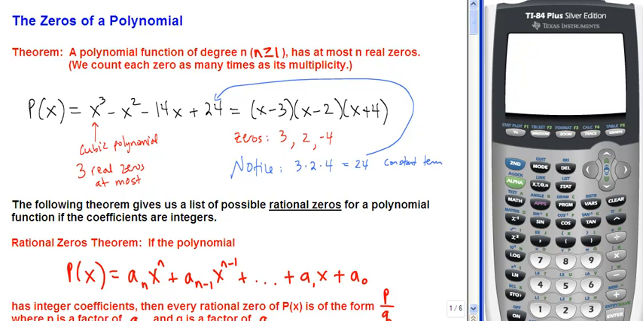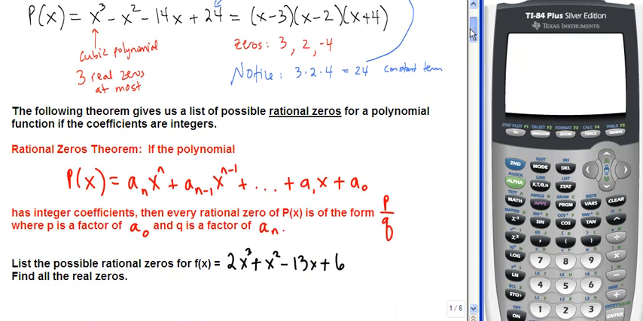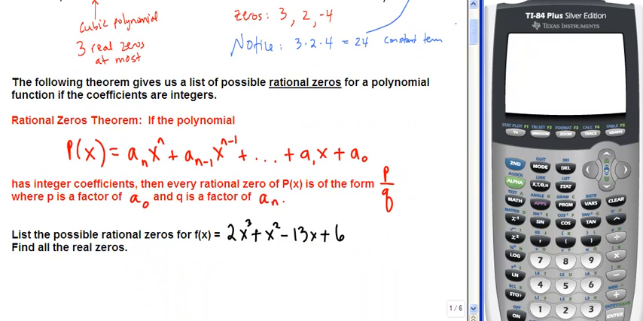So there's a theorem that we're going to talk about in just a moment that says the zeros that you get for your polynomial have a relationship to the constant term and also some other coefficients of your polynomial as well. So this is a theorem that's going to give us a list of possible rational zeros for a polynomial function if the coefficients are integers. So you have to be starting off with a polynomial that has integer coefficients, okay, no fractions, no decimals, nothing like that, just nice integers.